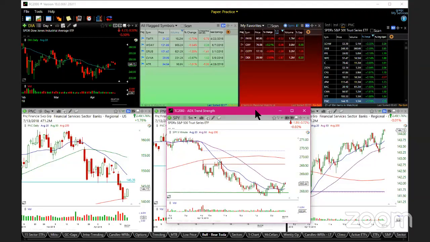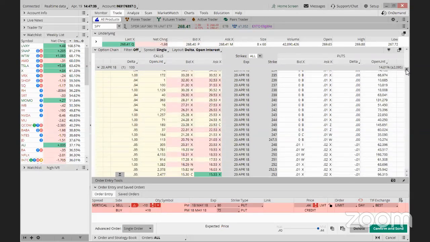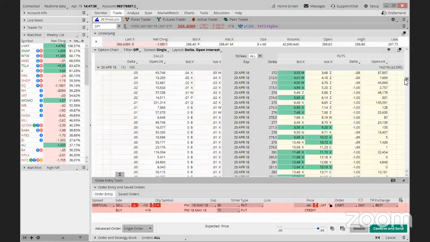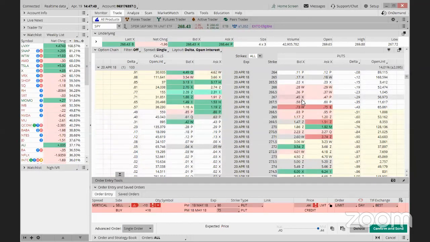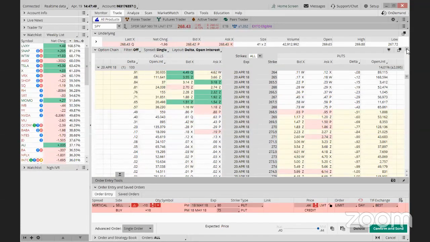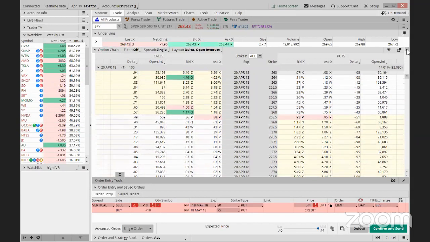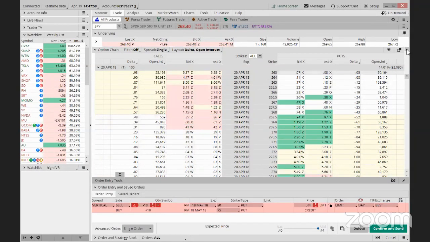So I'm going to show you how to answer the spitball question. So spiders right now, 268 and change. It's about 44. So here's what I do. We're contemplating selling this 267 for 45, 46 cents. So Greg just asked me the question, how would I spitball the loss without having complicated option software? And here's how I do it.